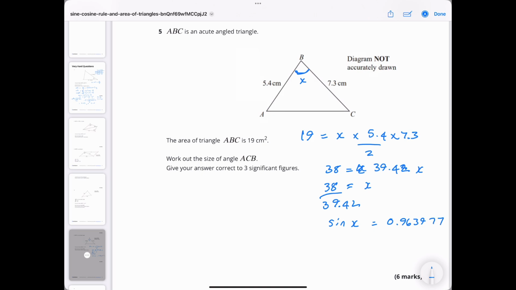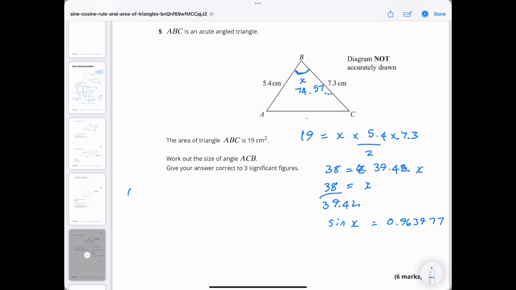If we did the inverse of sine now, shift inverse and put in the answer, we get that this angle here is 74.57, etc. I've just realised the reason why this is 6 marks is you then have to get this side, which means using the cosine rule. I'm so bored by the idea of cos.